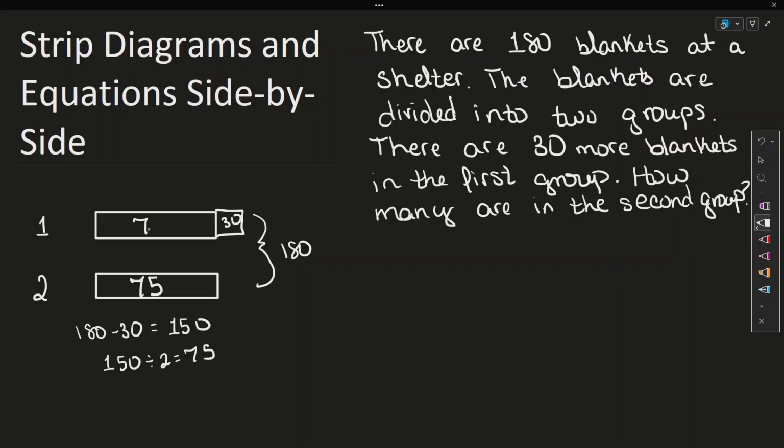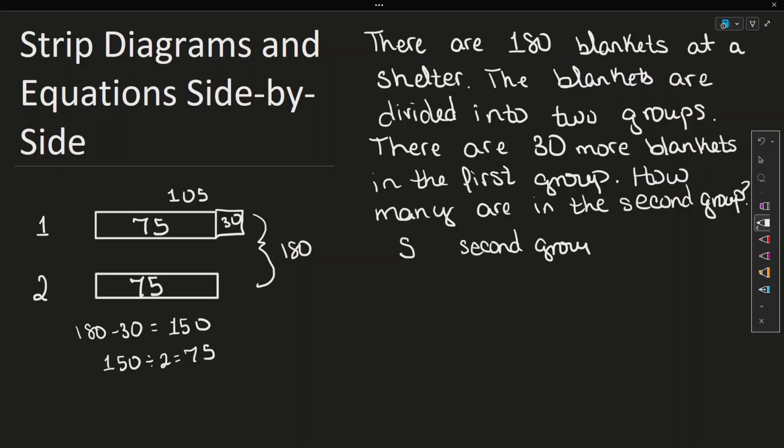And the first group has 30 more. 75 plus 30 gives us 105. And we can check. 75 plus 105 is in fact 180. Now let's solve with algebra. We're going to let S be the number of blankets in the second group.